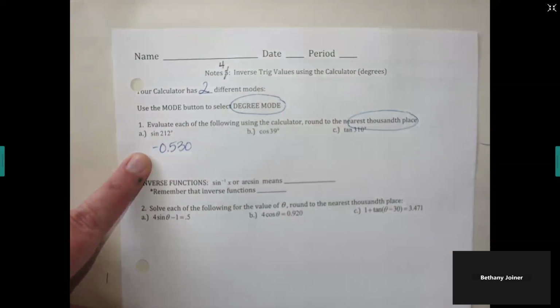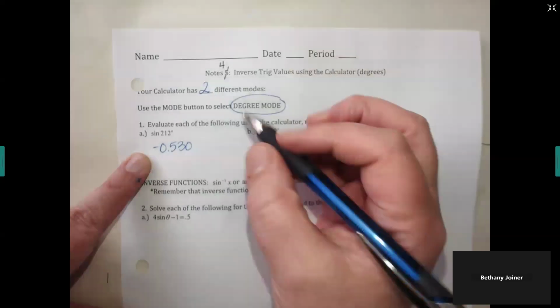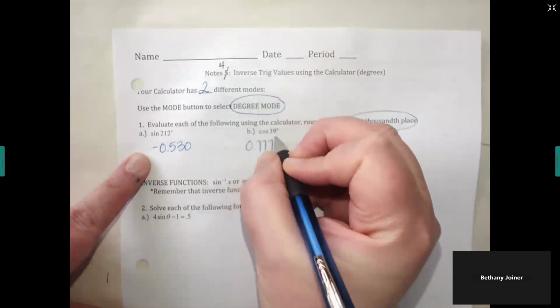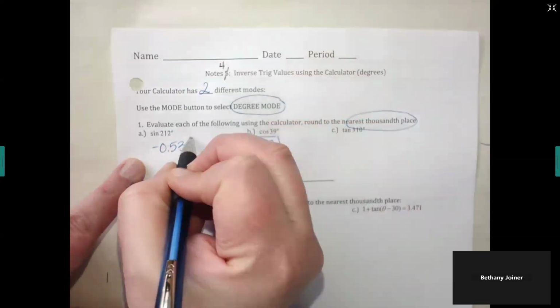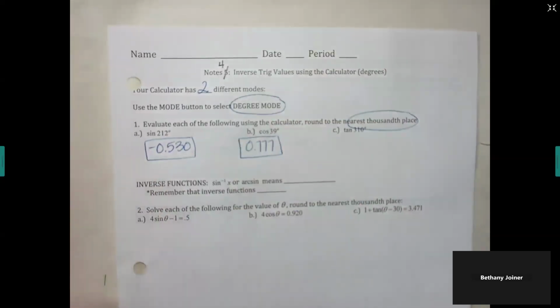Okay, next one, cosine of 39. You're going to use your cosine button. Cosine of 39 is 0.777. And since that is followed by a 1, we would not round it up or down.